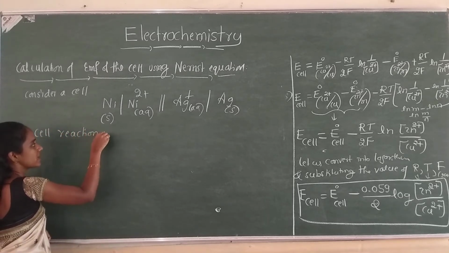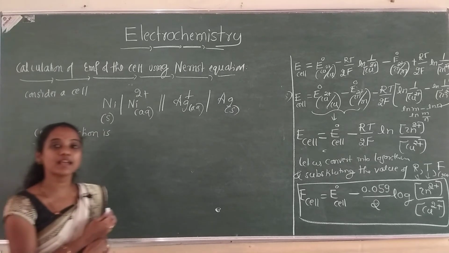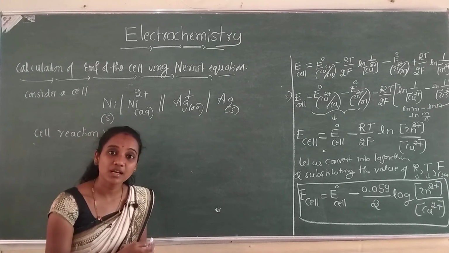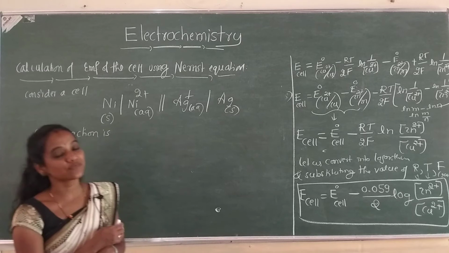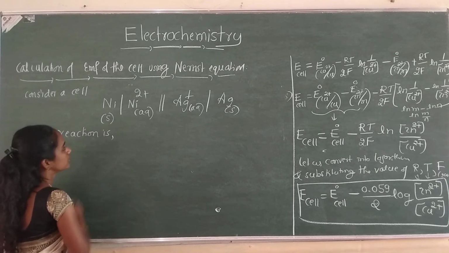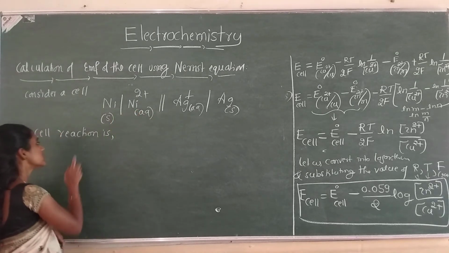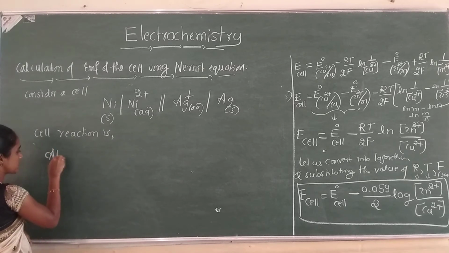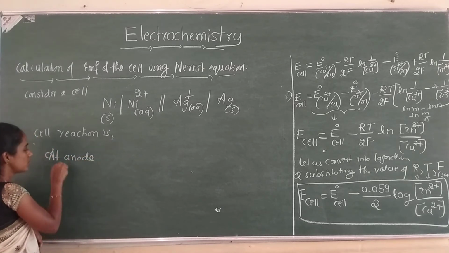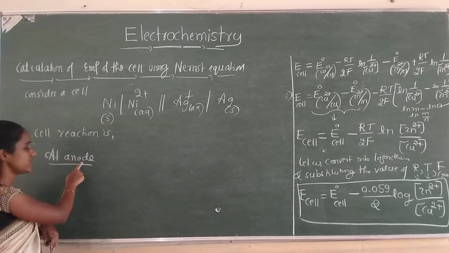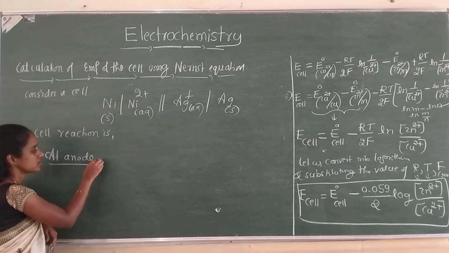So let us write the cell reaction. Cell reaction consists of both half cell reactions: the half cell reaction which is taking place at the anode, as well as the half cell reaction which is taking place at the cathode. So directly we can write the cell reaction. Otherwise, if it is difficult for you, then first write the half cell reactions. So I'll write first the half cell reaction at the anode. Since anode is a negative electrode, one thing you remember, at the anode always oxidation occurs. At the anode it is an oxidation reaction.